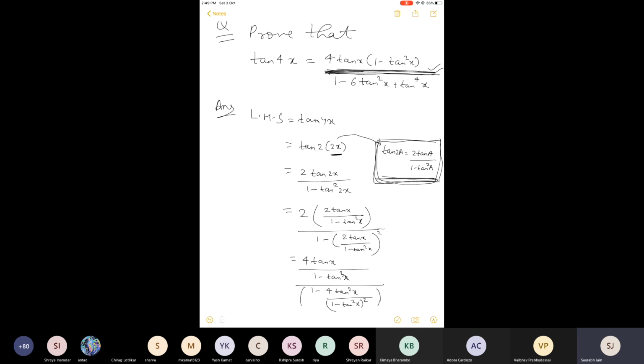Excuse me, sir. So left hand side will be a better option. Yes. So could you please explain the third step?